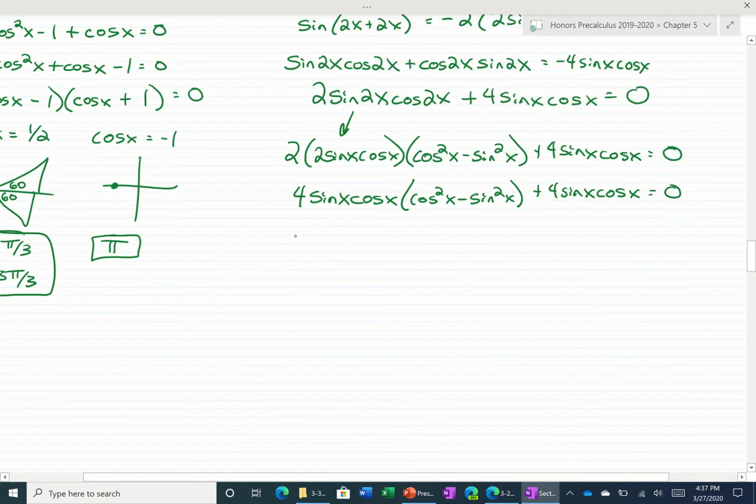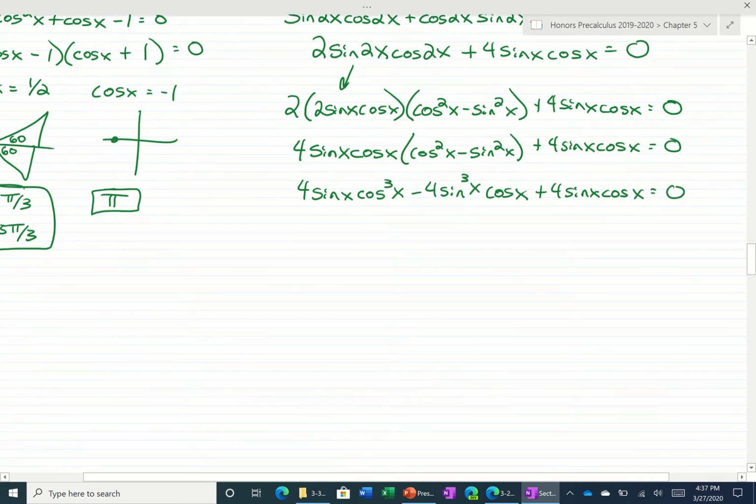Okay, so if we do that, we're going to get 4 sine of x cosine cubed of x minus 4 sine cubed of x cosine of x. So it's not hard math, it's just pretty long. Looking at everything, I could definitely take out a 4. Let me see here. I could actually take out a sine from everything, and I can take out a cosine. So let's see if that makes our life a little bit easier.